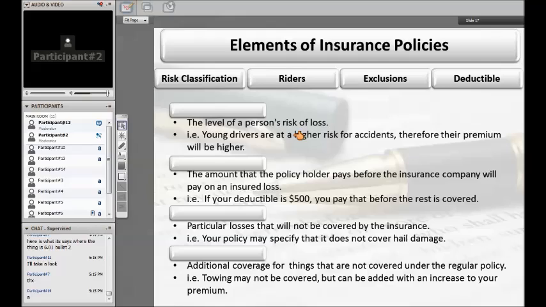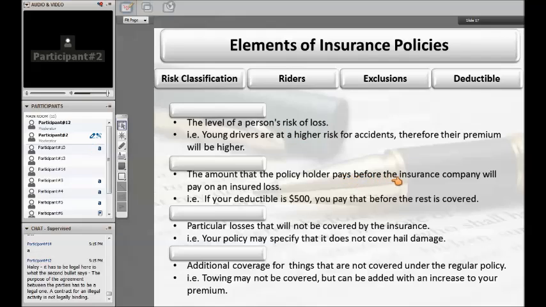This is, for instance, somebody who is, say, 16 years old is going to be at a higher risk for accidents than somebody who's 40 years old. So they have a higher risk classification. All right, the next one is the amount that the policyholder pays before the insurance company will pay on an insured loss. An example of this would be your deductible is $500. Oh, I just gave it away. And you pay that before the rest is covered.